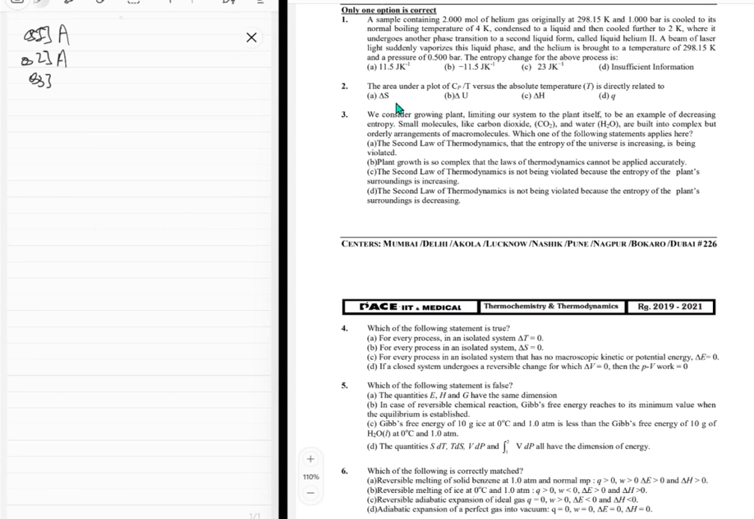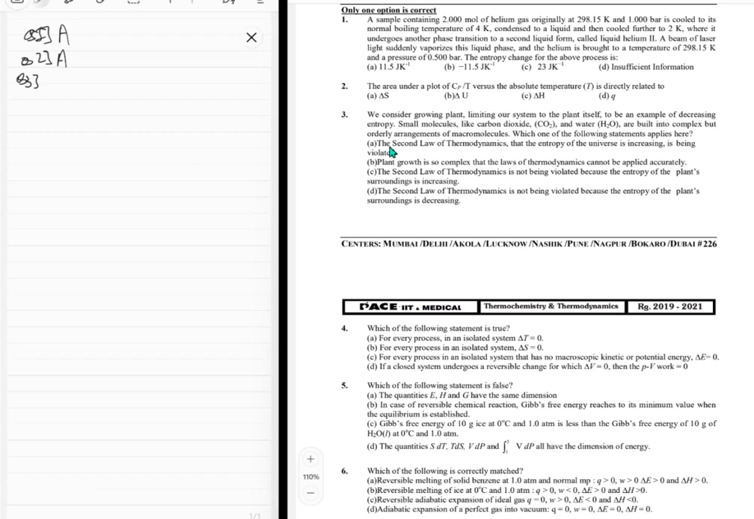Question number 3. We consider a growing plant, limiting our system to the plant itself, to be an example of decreasing entropy. Small molecules like carbon dioxide and water are built into complex but orderly arrangements of macromolecules. Which one of the following statements applies here? Is the second law of thermodynamics, that the entropy of the universe is increasing, being violated?